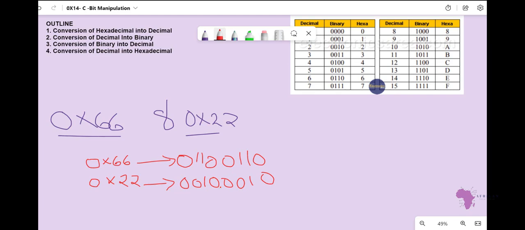So that is 8 bits, right? Yes, 8 bits. So now we do the AND. AND means that it will only be 1 where both of them are 1. So here and there it is 0.